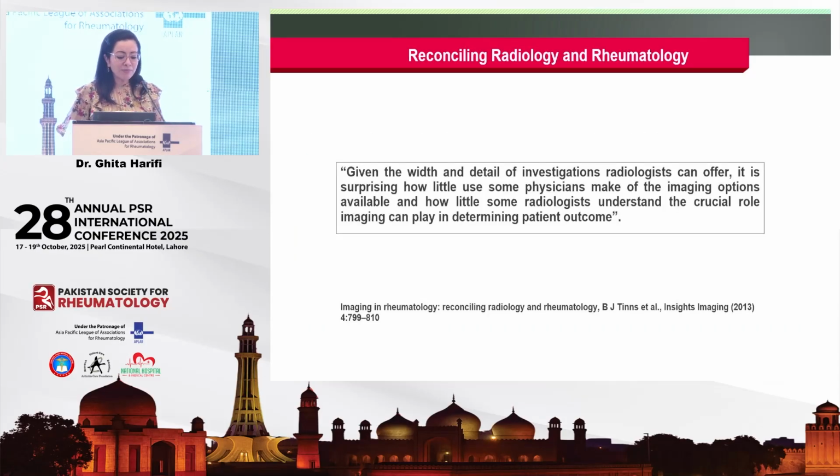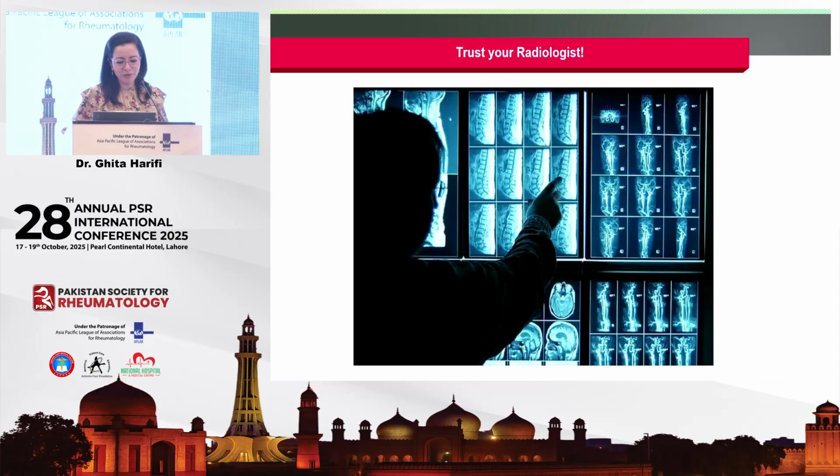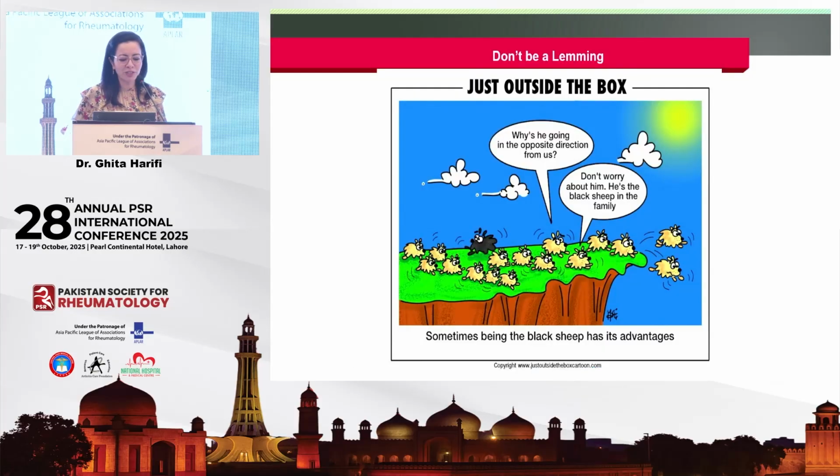So I think time has come that we reconcile with the radiologists and we work together. I think it's very important, and this was a nice article about the efforts between radiologists and rheumatologists. I think it's important to pick a good musculoskeletal radiologist, to trust your radiologist, but don't be a lemming. Lemmings are known to commit massive suicide because they jump off the cliff and then others follow. So don't be a lemming.